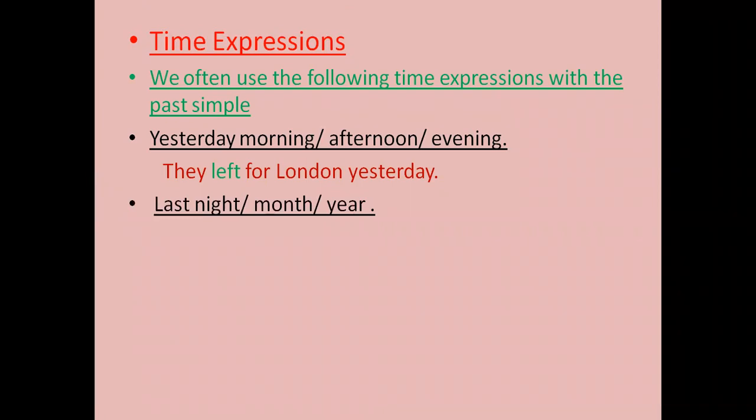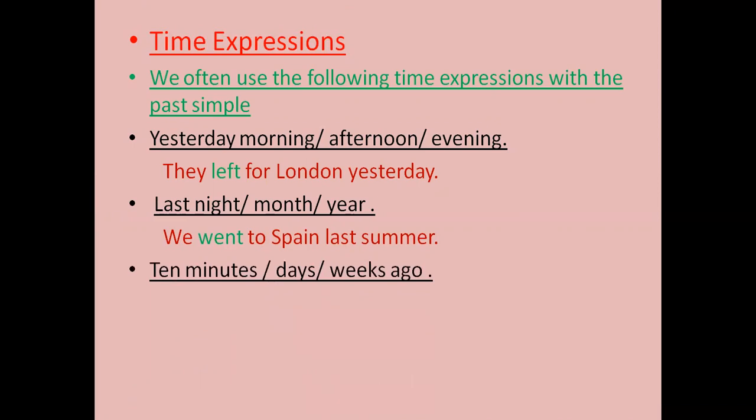Number 2, the word last. We can say last night, last month, last year. For example, we went to Spain last summer. Number 3, the word ago. We can say 10 minutes ago, 10 days ago, 10 weeks ago. For example, Dad bought a new car 5 years ago.